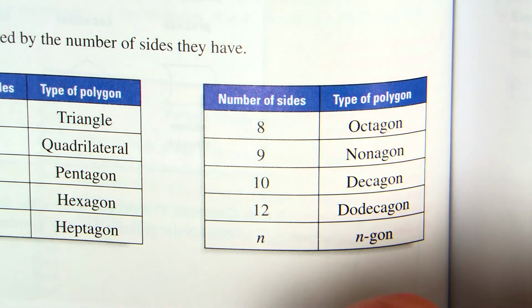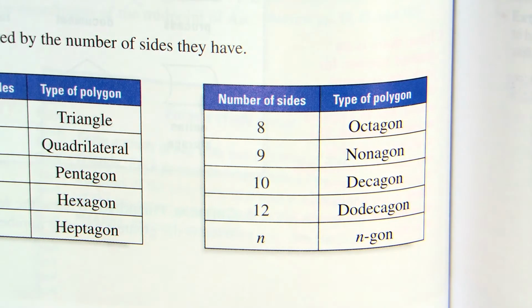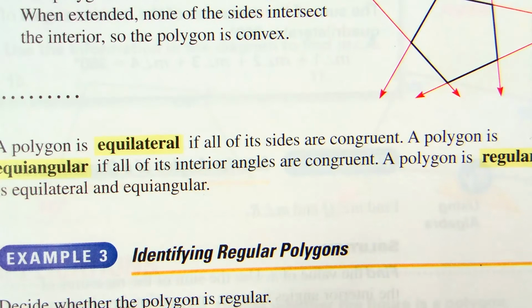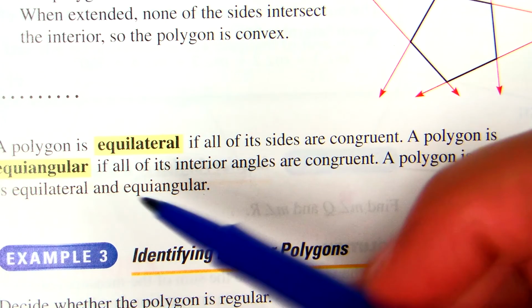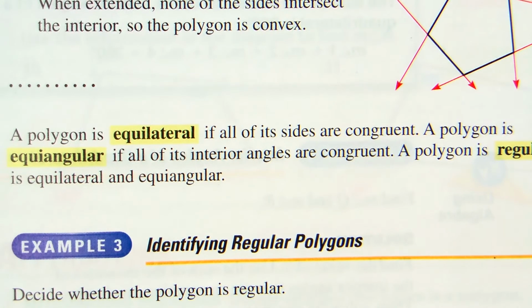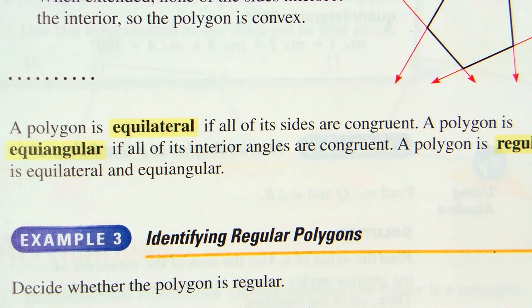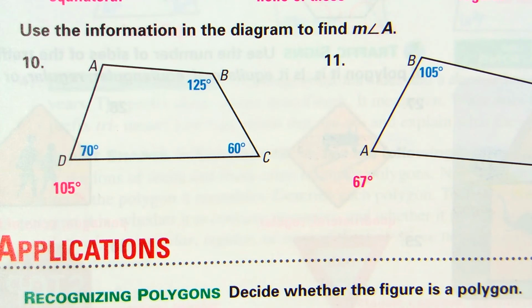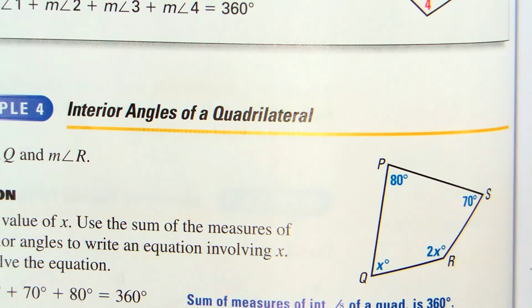Also from this chapter, we talk about what's called a regular polygon. A regular polygon is a polygon that is both equilateral and equiangular, meaning that it has four congruent sides, four congruent angles. Or let me rephrase it: all congruent angles, all congruent sides, because it can be more or less than four sides or four angles.